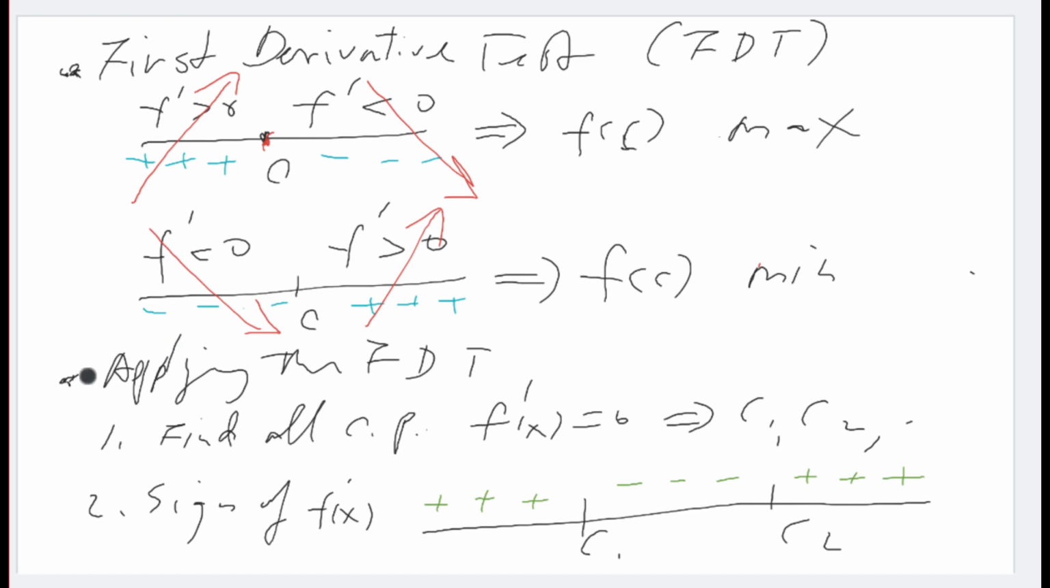Okay, so here we summarize the steps to apply the first derivative test. Find all critical points by solving f prime equal to 0. Say you find c1, c2. Then create the sign chart. Say you get positive here, negative here, positive here.